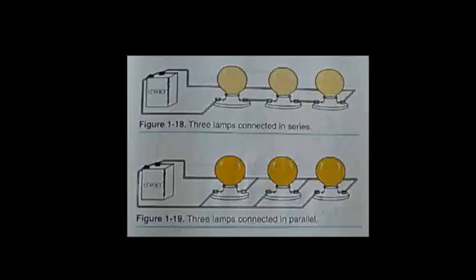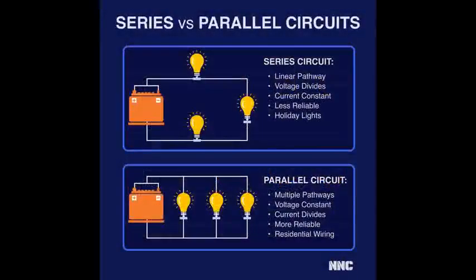The circuit in figure 1-18 has three lamps connected to a battery. In this circuit, there is only one path over which the electrons can flow. When the electrons only have one circuit path to flow, that circuit is called a series circuit. The lamps are said to be wired in series with respect to each other. In figure 1-19, there are three lamps connected in parallel. In this circuit, there are three different paths for electrons to follow from battery terminal to battery terminal.